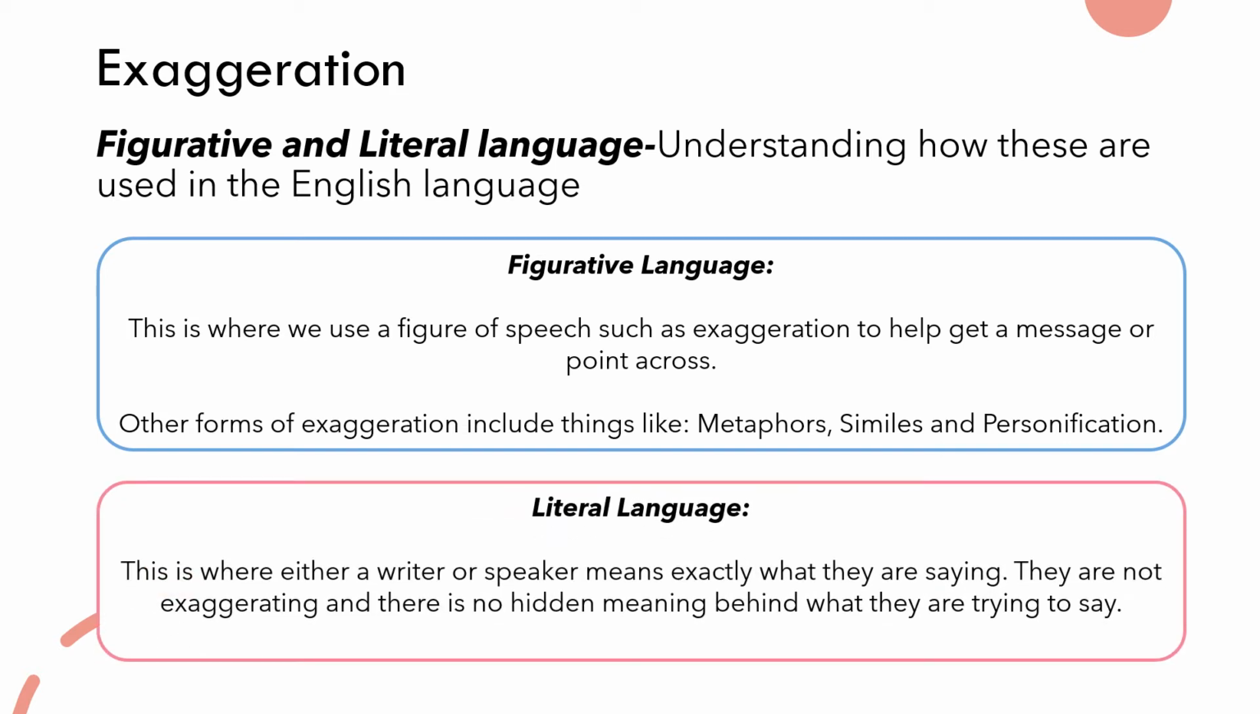The other one is the literal meaning. So this is very different from figurative language. So this is where either a writer or speaker means exactly what they are saying. They are not exaggerating and there is no hidden meaning behind what they are trying to say.